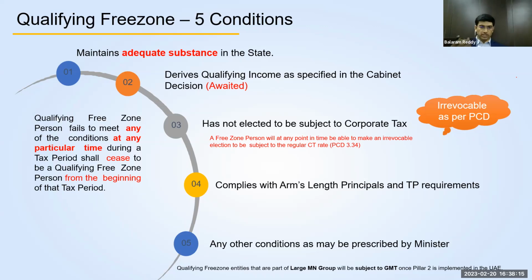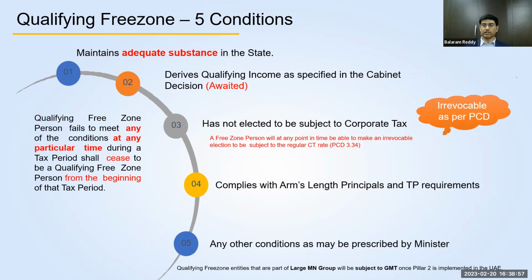So subject to meeting these 5 conditions, they will get the benefit of the specific rates given for the free zone companies. What are the conditions? The primary and important condition is that they need to maintain adequate substance in the state. Which means the free zone company should have enough assets and employees operating from the free zone. They need to have the management taking decisions from a particular free zone. They need to incur the operating expenses in that free zone to match the size of the business that they are showing in the free zone.